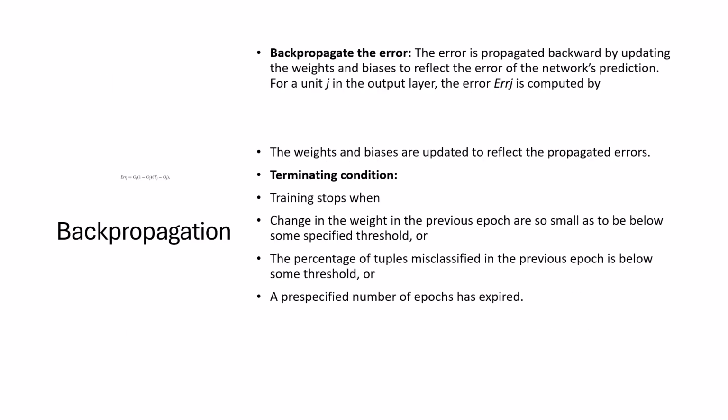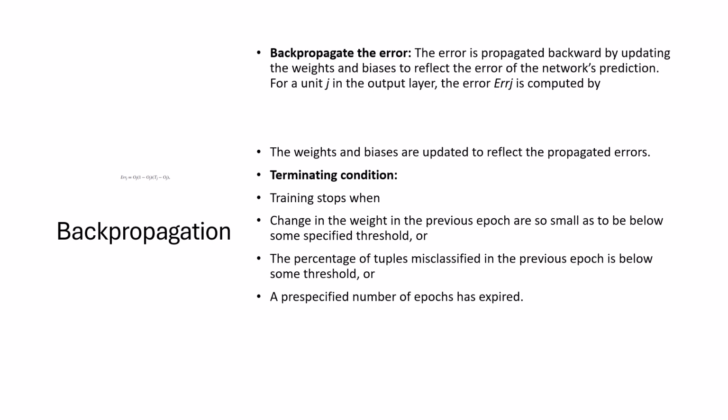Backpropagate the error. The error is propagated backward by updating the weights and biases to reflect the error of the network's prediction. For unit j in the output layer, the error Errj is computed by the formula given on the left-hand side.